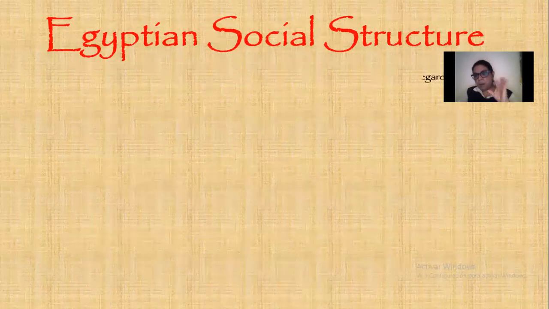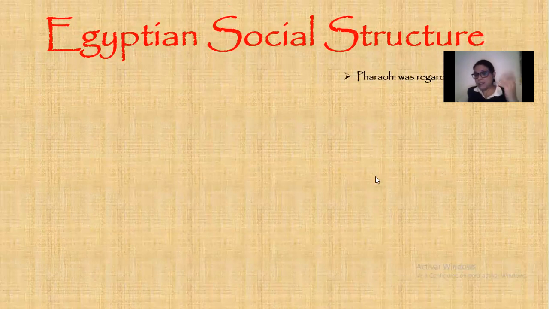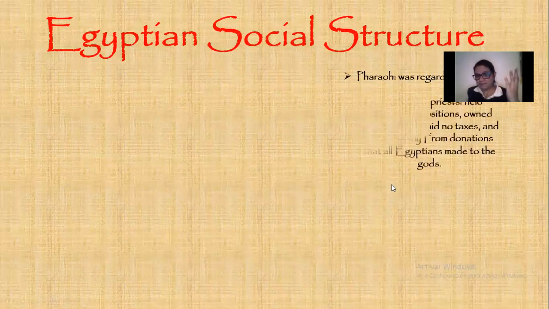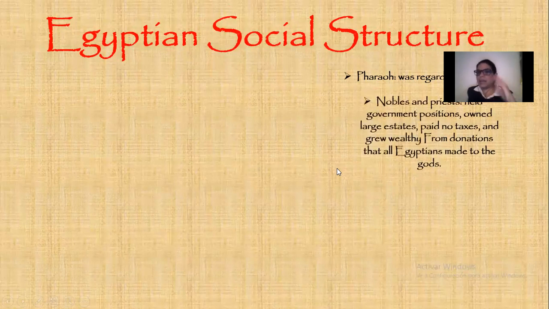This is the Egyptian social structure. The upper class was led by the pharaoh, who was regarded as a god. And then came the nobles and priests who had government positions, owned large estates, and paid no taxes, which was really unfair because they were the ones who grew wealthy from donations that all Egyptians made to the gods. Ironically, they didn't pay any tax. Imagine that.